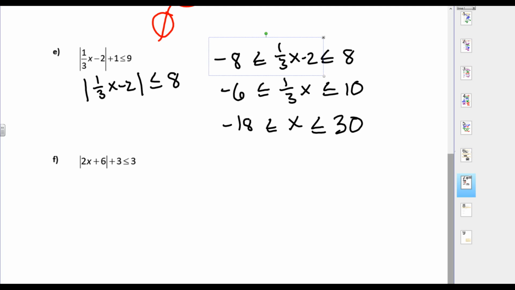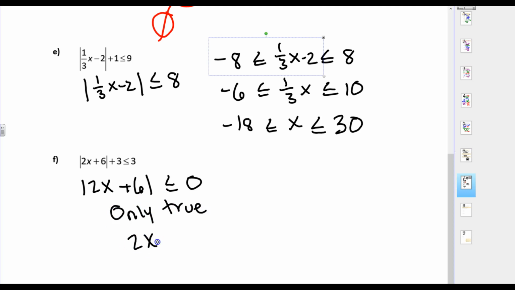I want to get the absolute value by itself, so when I do that, I'm going to subtract 3 from both sides, and I get 0. Now, stop. When you get 0, the absolute value of a number can be 0, but it cannot be less than 0. So because I've got less than or equal to, this is only true when 2x plus 6 equals 0. It is not true for when it's less than 0, so it becomes an equation rather than an inequality. And I go ahead and I solve it. I subtract 6, divide by 2 to get that x equals -3 is the only possible solution to this equation.